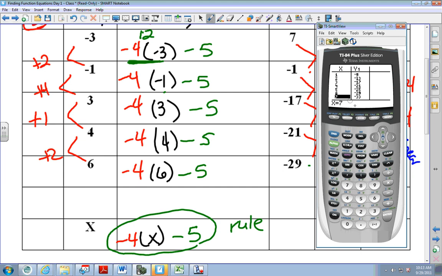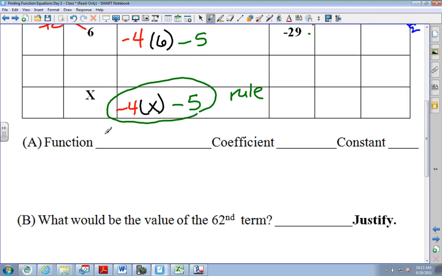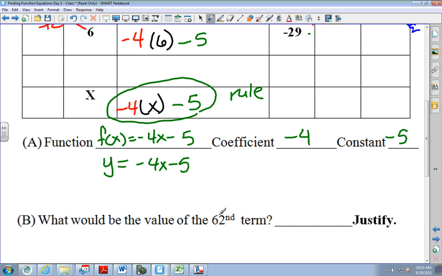let's see if I can get this working again. All right. So now I'm going to come down, and my function, f of x equals negative 4x minus 5, or I can write the equation. I've got negative 4x minus 5. My coefficient is negative 4. My constant, negative 5.